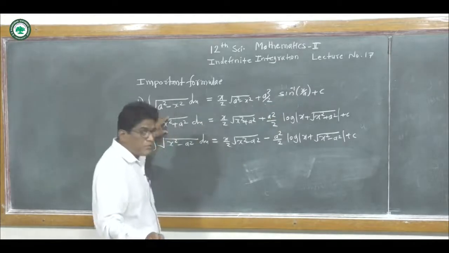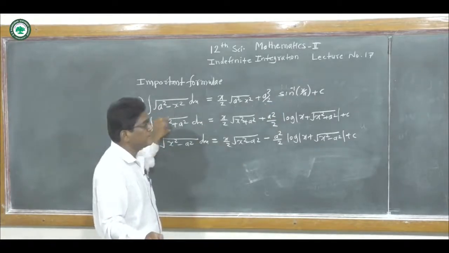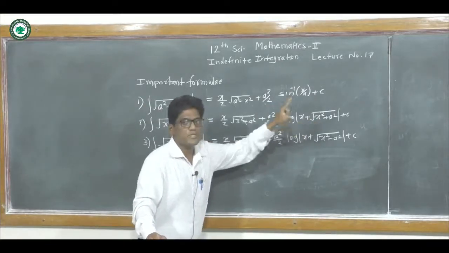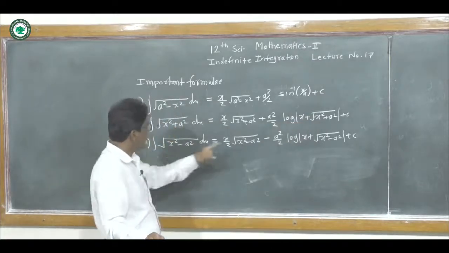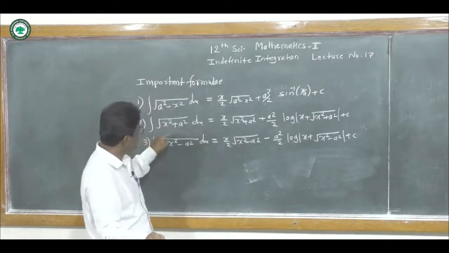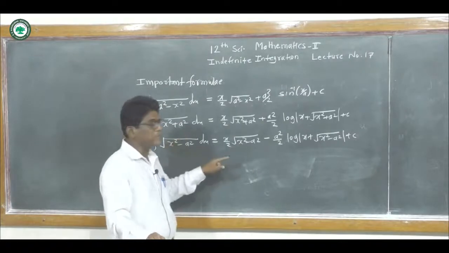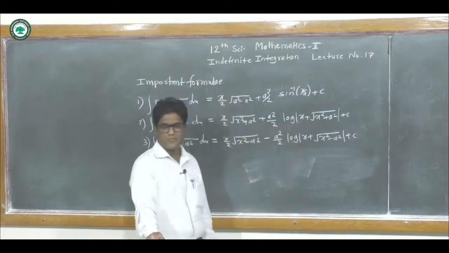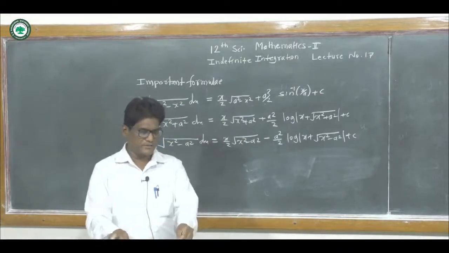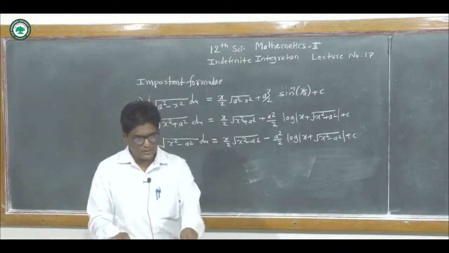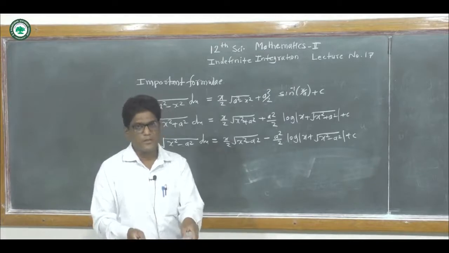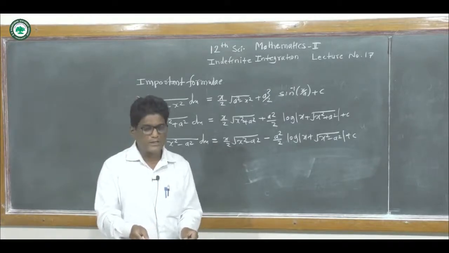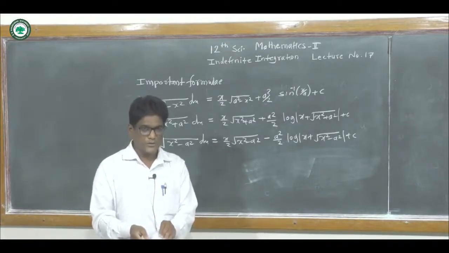Here integration of 1 upon root of x square plus a square, that is log of x plus root of x square plus a square. And here write the formula of integration of 1 upon root of x square minus a square, that is log of x plus root of x square minus a square plus constant of integration. So these are very important formulae, and the proofs are given in the book. I prove here one formula and the remaining two prove yourself.